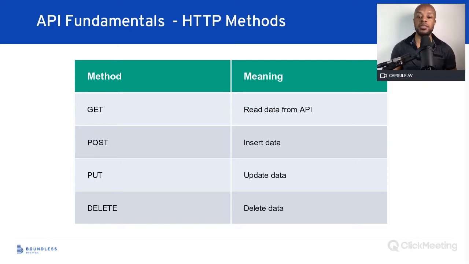HTTP gives us the concept of a method that we can use to perform actions. And there are four main methods that you'll see in programming. Those methods are get, post, put, and delete. The way they work is that if you want to receive data from an API, you use the get verb. If you want to store new data with the API, you use the post verb. If you want to change or update data that already exists, you use the put verb. And if you want to delete something, you use the delete verb.